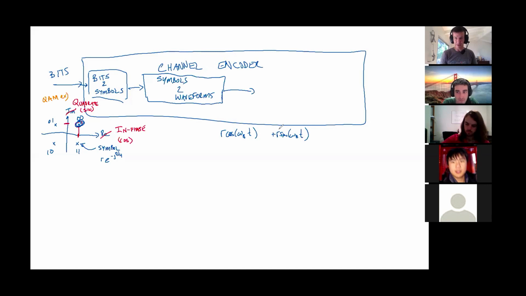And this is why it's called quadrature amplitude modulation, even though it looks like we're changing the phase, because a 0, 0 bit, we said, maps to this, but a 0, 1 bit would map to what? Negative R cosine omega bt plus R sine omega bt, because this is a negative on the in-phase axis and a positive on the quadrature axis. So that becomes a negative on the in-phase component and a positive on the quadrature component.